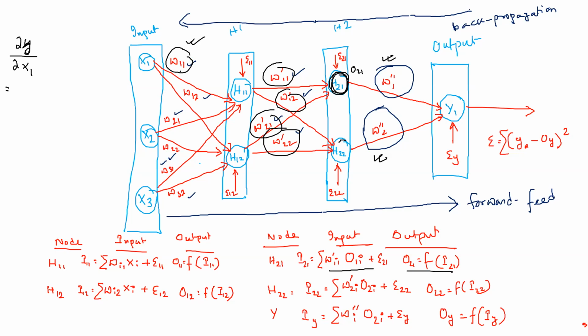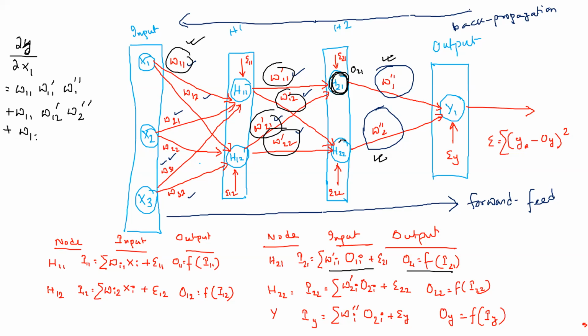So from x1 to y, there will be 2 paths. One is from x1 to h11, then x1 to h22. Then h11 path will be divided into 2, h22 path will be divided into 2. There will be 4 paths then. And then each of them will be created 1 path. So there will be 4 sets of indirect paths. One is W11 into W11 dash into W1 double dash. Then another is W11 into W12 dash into W2 double dash.